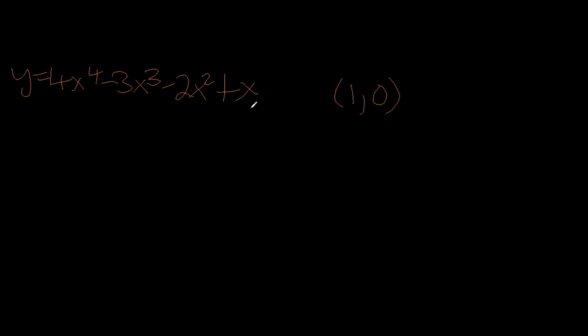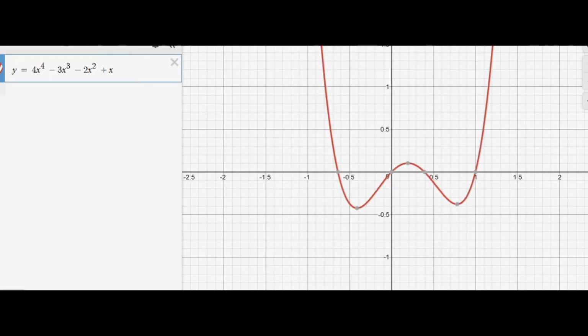Today we're going to be looking at an example question, and the question is, we have the curve y is equal to 4x to the power 4 minus 3x cubed minus 2x squared plus x, and we want to find the equation of the tangent at the point 1, 0. So we have a curve here, y is equal to 4x to the power 4 minus 3x cubed, and so on. And we have the point 1, 0 on the curve, and we want to find the gradient of the tangent of that curve.